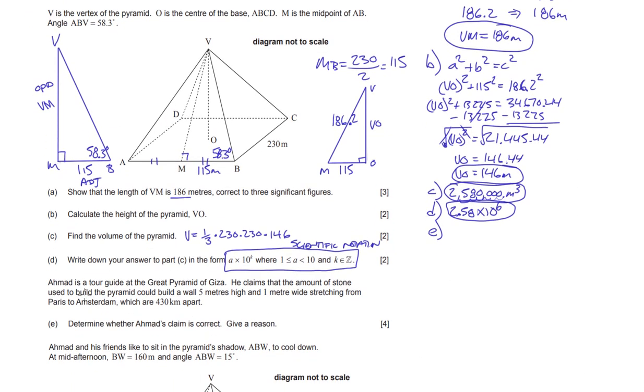Okay. Ahmad is a tour guide at the Great Pyramid of Giza. He claims that the amount of stone used to build the pyramid could build a wall 5 meters high and 1 meter wide, stretching from Paris to Amsterdam, which is 430 kilometers apart. Determine whether Ahmad's claim is correct.